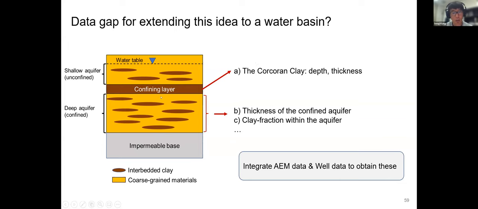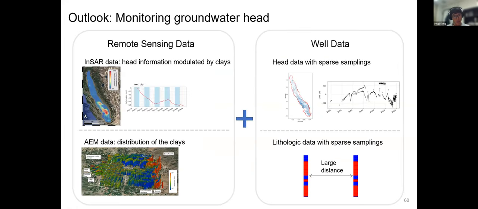But you also need to know the thickness of the confined aquifer and the clay fraction within the aquifer, or the thickness distribution of the clay. AEM cannot provide all of this information, but can provide some. By integrating AEM data as well as well data, we can obtain some information about this. And when we're setting up the inverse problem, we can use that as data or some sort of prior information. That's where I am going to monitor groundwater head throughout the Central Valley of California.